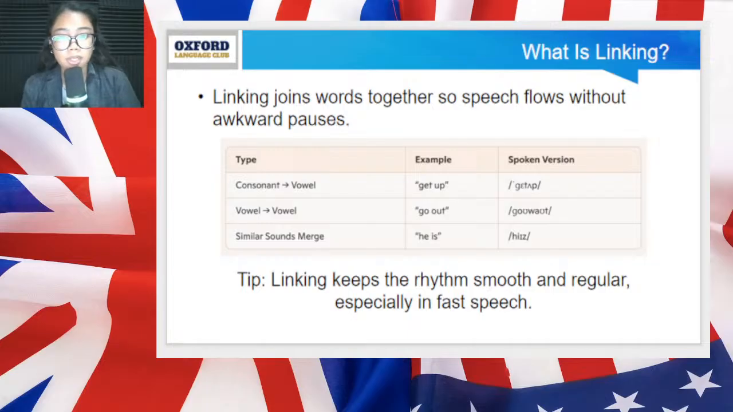If you're familiar with IPA transcription, I've already discussed it in our previous sessions. This is the IPA transcription, the one you see in the column for the spoken version, inside the slanted brackets. The IPA transcription for the diphthong ow in out would be A and U, so two vowel sounds are combined together to form one diphthong sound.